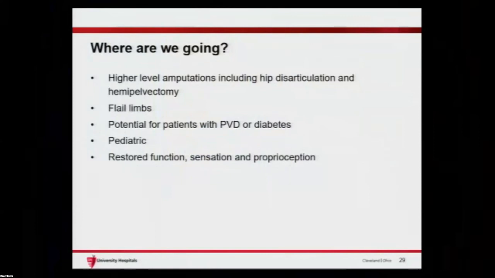Pediatric patients, I think, would be something that would be interesting to look at. There haven't been a lot of good studies looking at that, and likely for good reason, as a lot of these kids get around pretty well with the conventional prosthesis, and maybe what's more appropriate for them is to wait until they're a young adult before you would potentially convert them over. And then as implants get better, again, restoring function, sensation, and proprioception with these prosthetics in combination with TMRIs, I think exciting directions that we're heading.